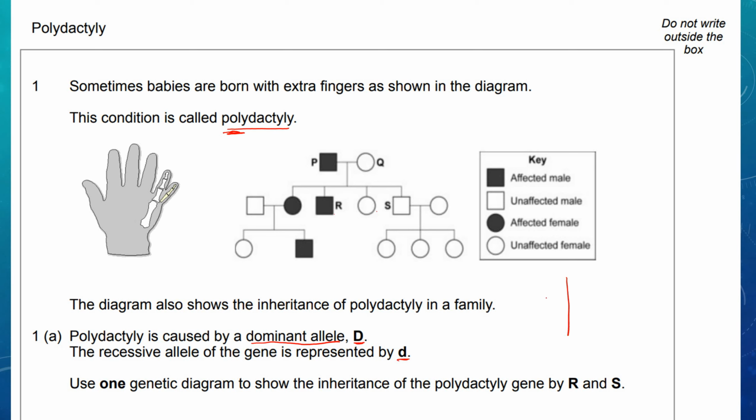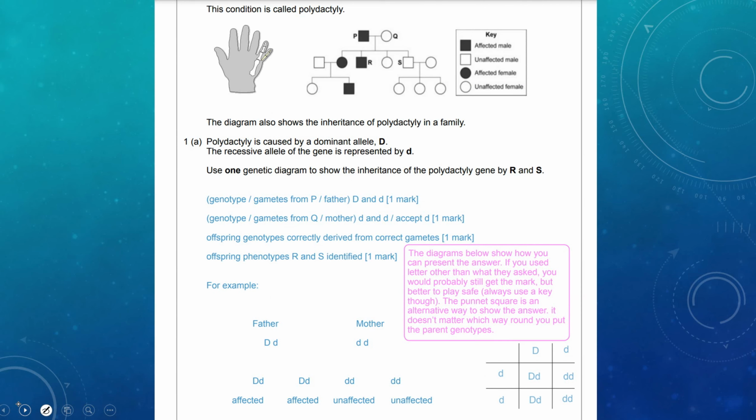Remember, we use that Punnett square. So you would put your male alleles here and your female alleles here, and then you would fill in your Punnett square with the letters. Have a go, pause the video, and then we'll go over the answers.